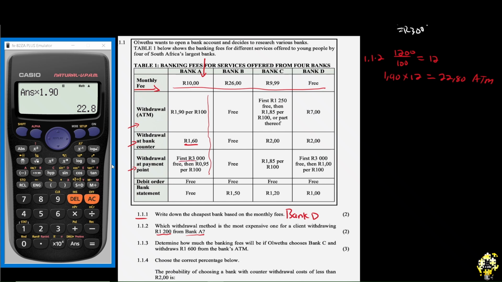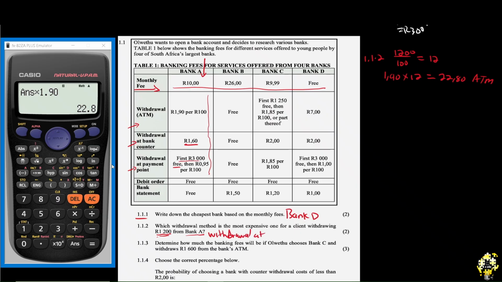For the first 3,000, it's free. Okay, I guess this one also is cheaper because that means if we are withdrawing 1,200, we are just going to get it for free since it's below 3,000. So we can answer our question by saying that the expensive method for withdrawing at Bank A is actually withdrawing at an ATM.